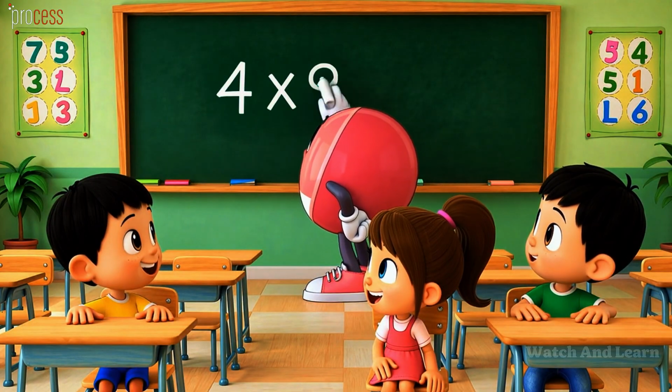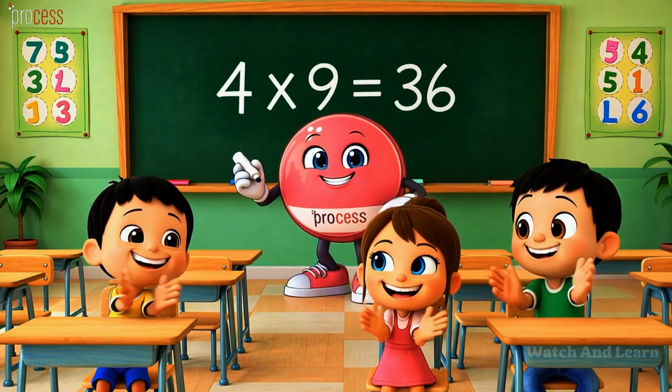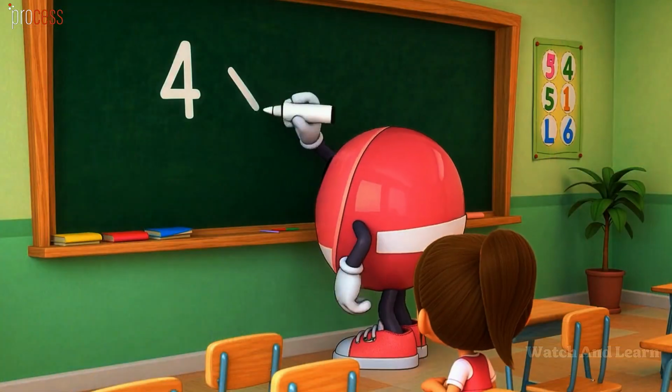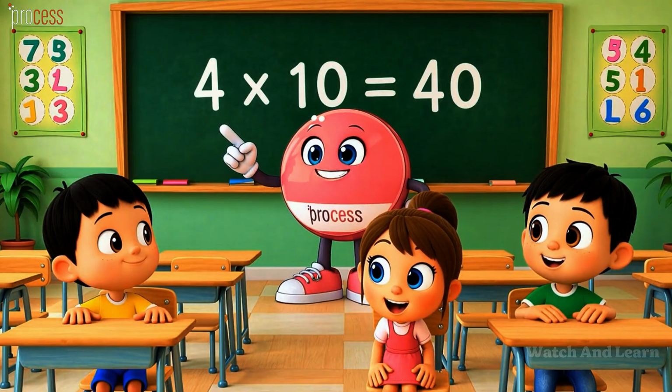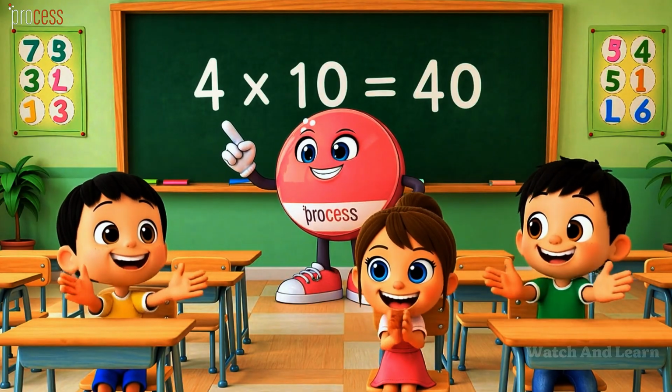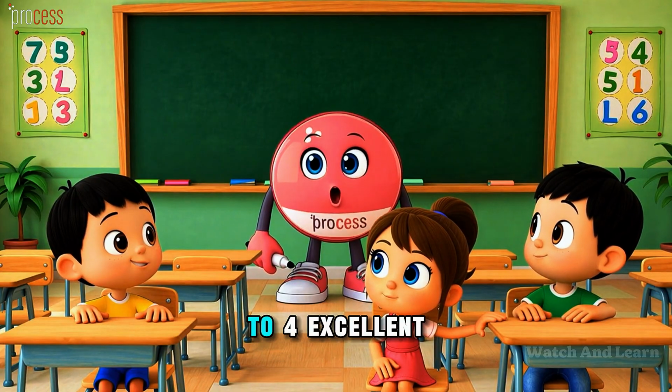4 times 9 is 36. 4 times 10 equals 40. Very good, kids. We have learned the tables up to 4.